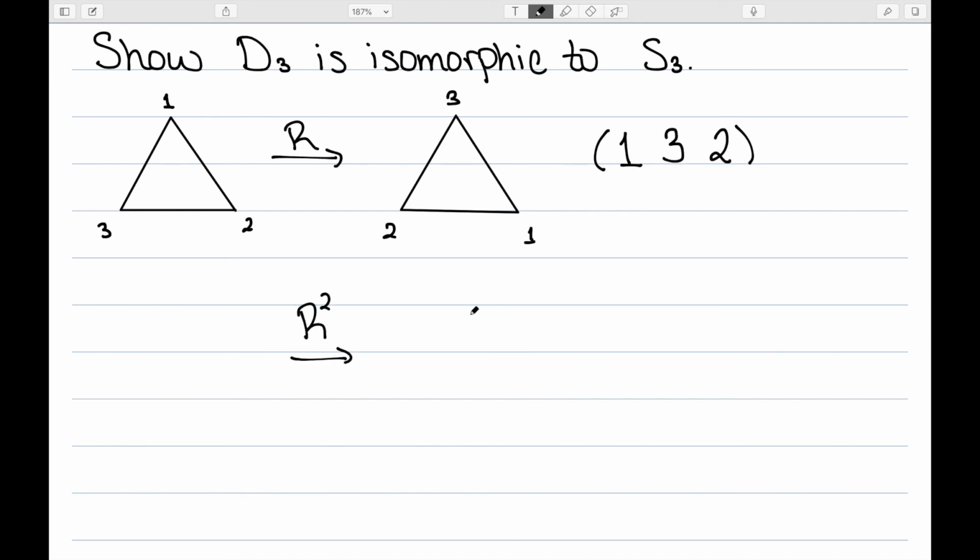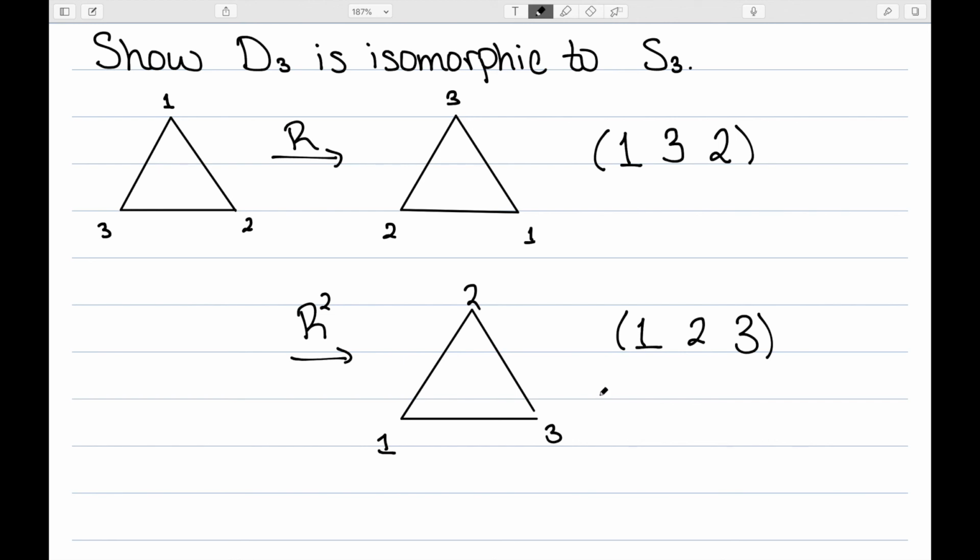If I were to do r squared and rotate this twice, this time we have 1 at the bottom left, 2 at the top, and 3 at the bottom right. So now from my original triangle, 1 moved to 2, 2 moved to 3, and 3 moved back to 1. So there are 2 of my permutations right there. And now I just need to consider my flips. I will not show them, but I highly encourage you to go ahead and draw your lines of reflection here and see if you can figure out the corresponding permutations.